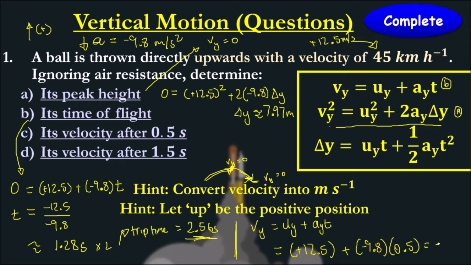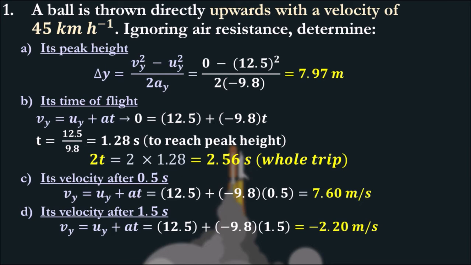So the overall acceleration is 7.6 meters per second, positive, meaning by 0.5 seconds our object was still moving upwards. Okay, so there's that. You can check these calculations as well if you want a better understanding of all the working out there.